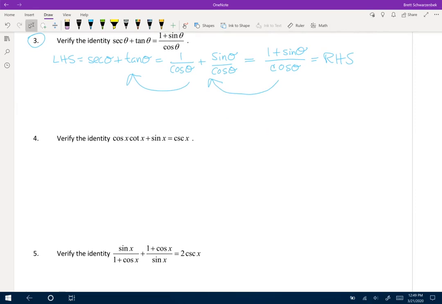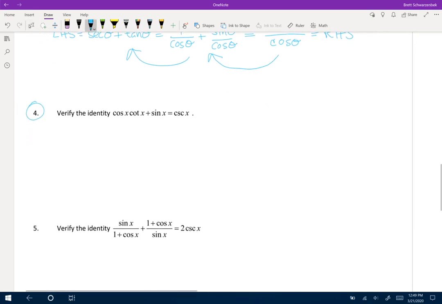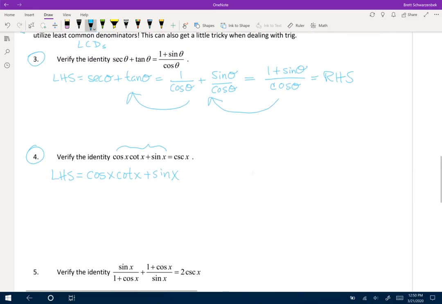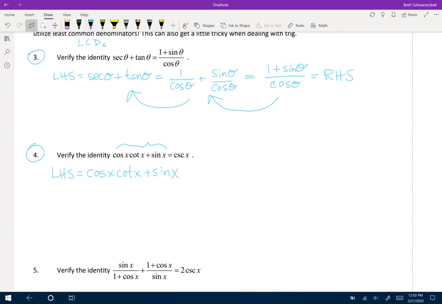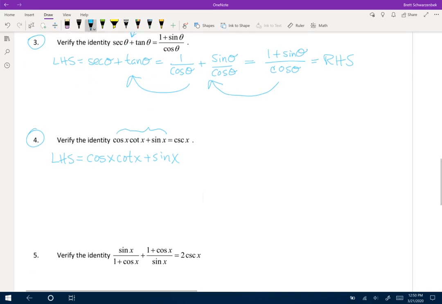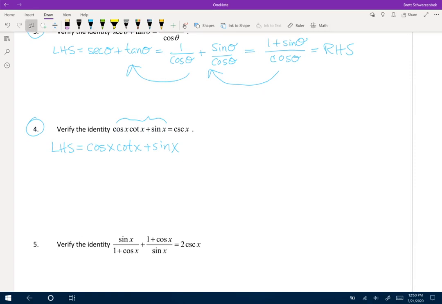Okay, so what about number 4 here? I'm guessing things are going to get much trickier from here. If you look at this, immediately you probably notice that this left-hand side is more complicated. So let's write that out: cosine x cotangent x plus sine x. Again, we're back to converting to sines and cosines, exhausting that and making sure that all of them are in that form.